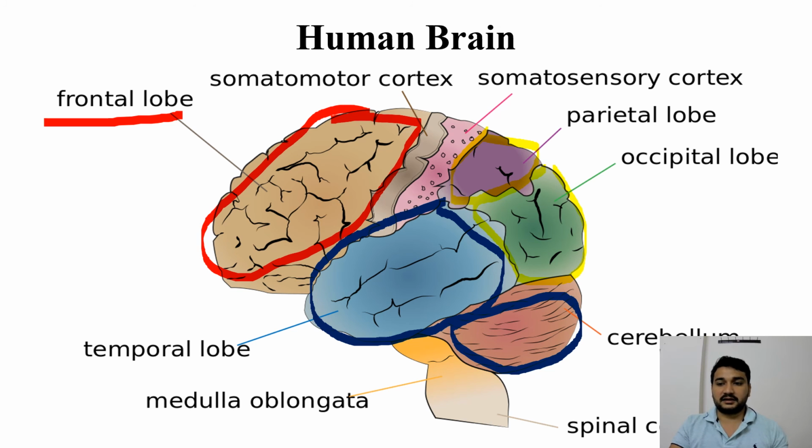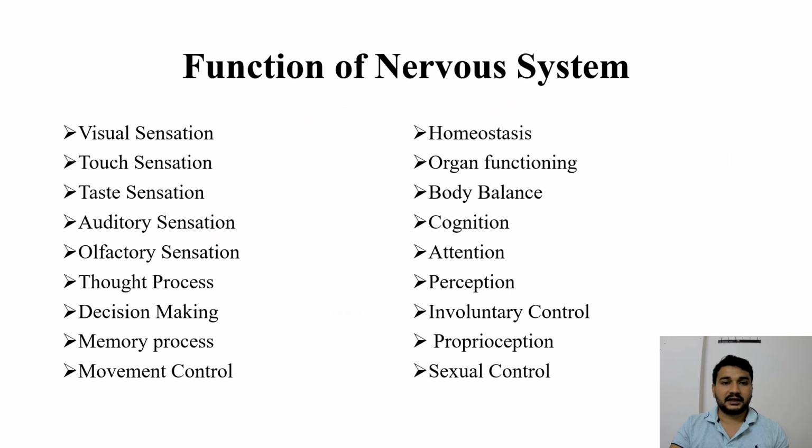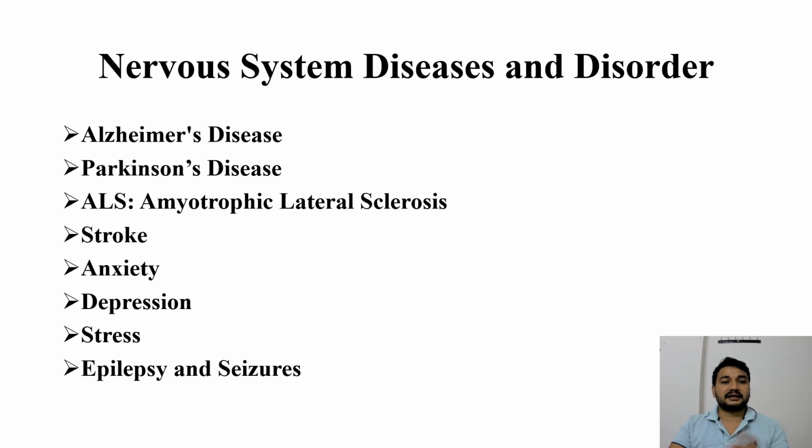From here we move toward the next slide. What is the basic function of the nervous system? The nervous system has various functions: we visualize things, we maintain homeostasis, where all body functions are controlled by the brain, like how any organ performs, how the heart performs. We also have taste sensation, auditory sensation, olfaction, thought process, memory process, proprioception, sexual attention, and cognition.